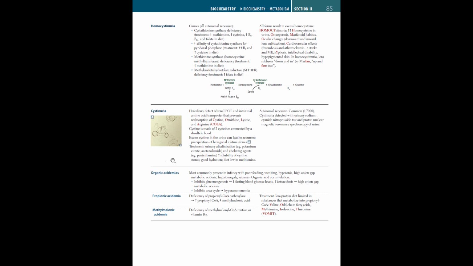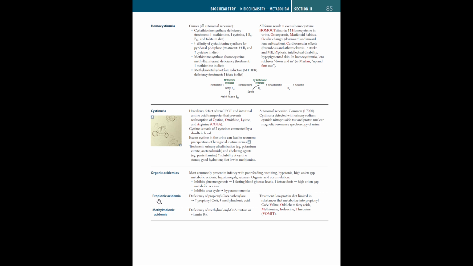Now let's talk about organic acidemias. This most commonly presents in infancy with poor feeding, vomiting, hypotonia, and a high anion gap metabolic acidosis. Hepatomegaly and seizures are also found. Organic acid accumulation inhibits gluconeogenesis, decreasing fasting blood glucose levels and increasing ketoacidosis, so a high anion gap metabolic acidosis occurs. Also, organic acid accumulation leads to inhibition of the urea cycle, so hyperammonemia occurs.